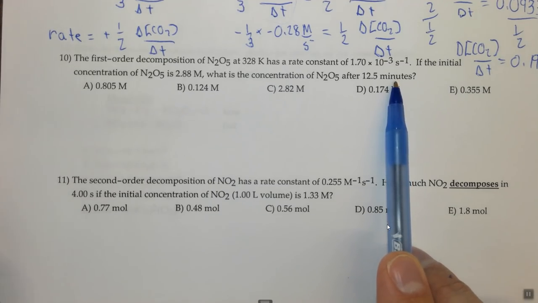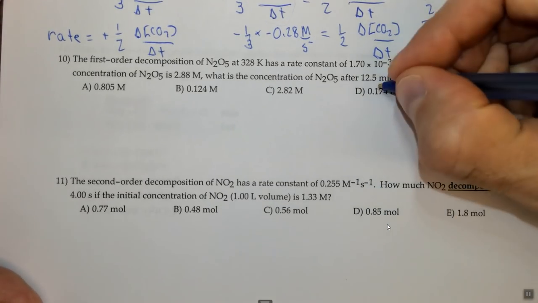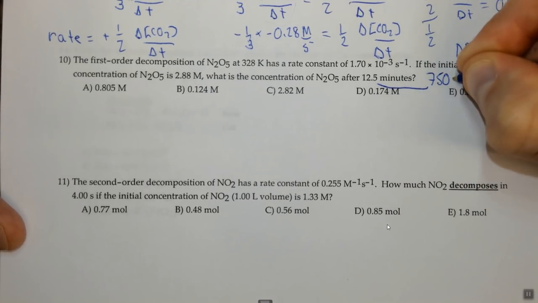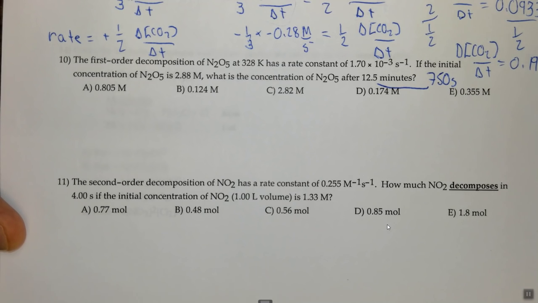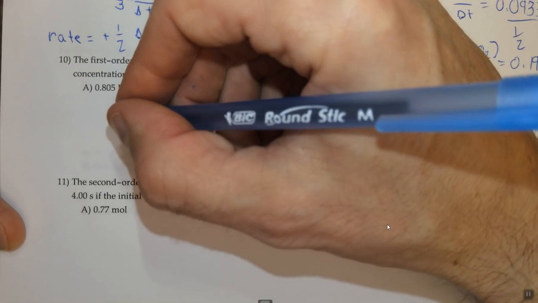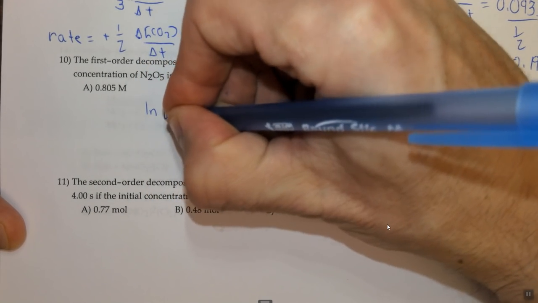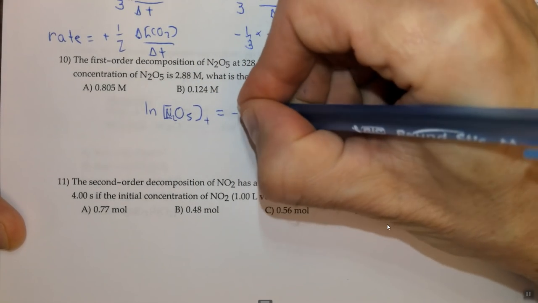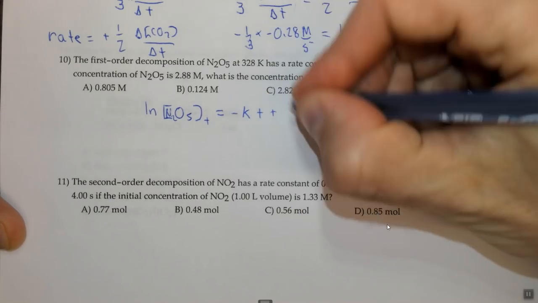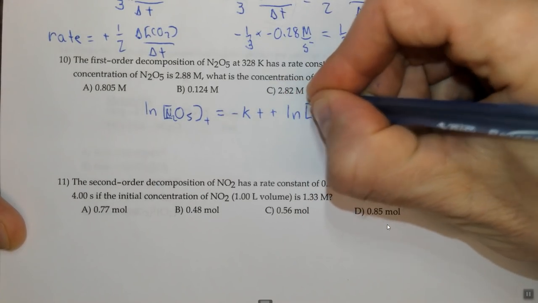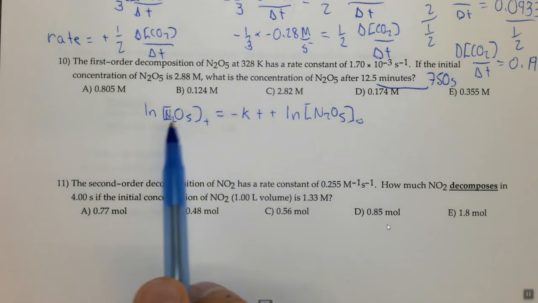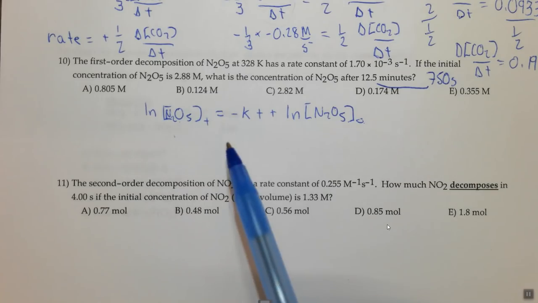Well, a couple things here. First of all, the rate is per second, so we can't use 12.5 minutes. We have to multiply that by 60, and we find that it's 750 seconds. That's important. So the first order rate law is the ln of the concentration of N2O5 at time t is equal to negative kt plus the ln of the initial concentration of N2O5. In question 7, I gave it as A, but it's the same thing. This is the reactant A that we're talking about.